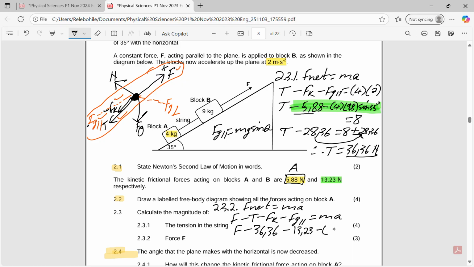the mass of what this time? I'm dealing with the 9 kg block, so I'm gonna put 9 there, multiplied by 9,8, and then I will write sine 35, and all of this will be equal to what? All of this will be equal to the mass of block B, which is 9, multiplied by the acceleration, which is 2. Okay, then from there I'm moving on now to the next step.